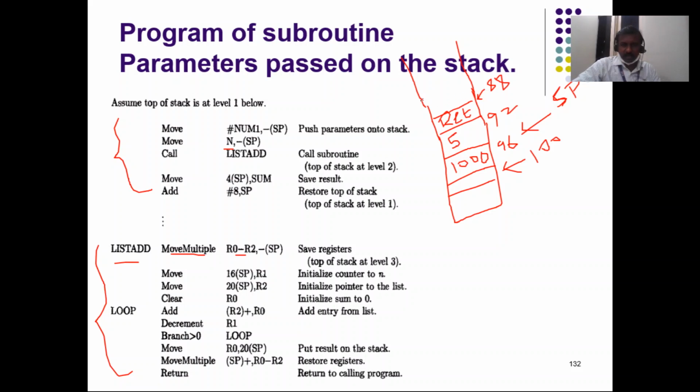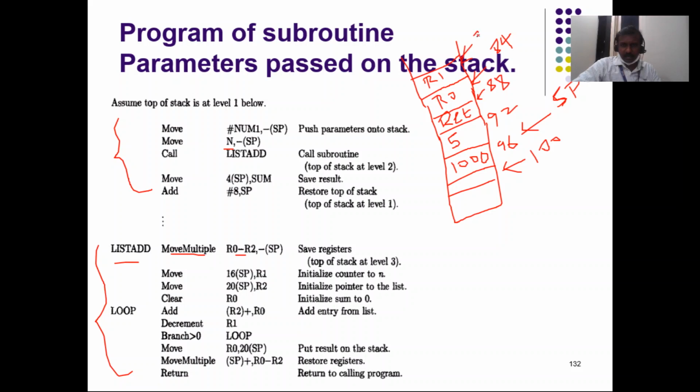Okay, so R0 will come where? Here R0 will come. In which location? 88 minus 8 is 84. Starting from the 84th location, R0 will be there. And then R1 will be at 84 minus 4, which is the 80th location. Starting from the 80th location, you'll have R1.